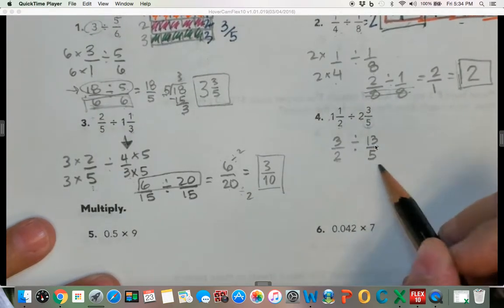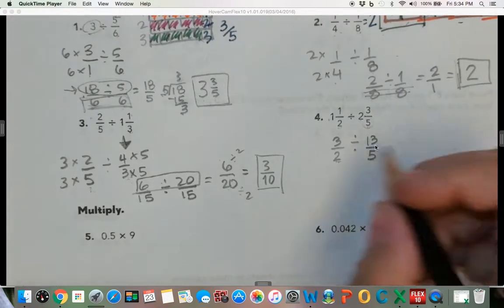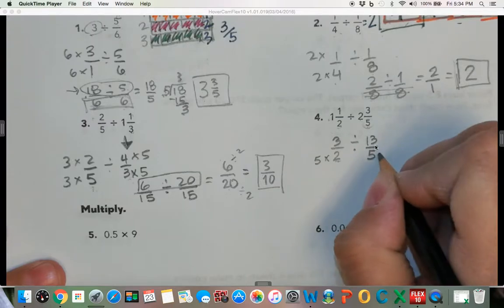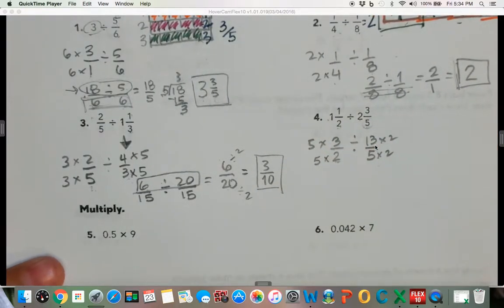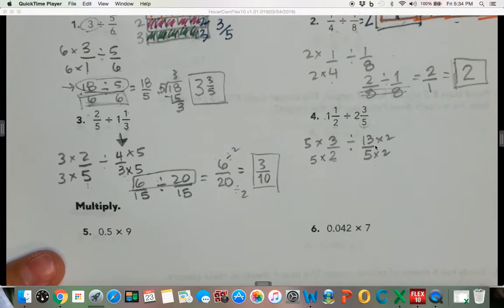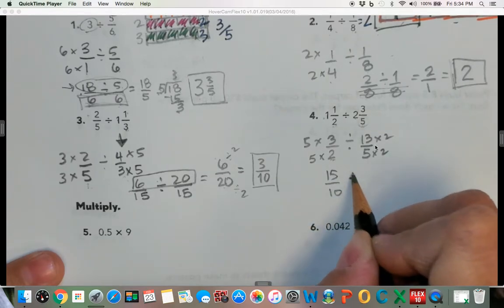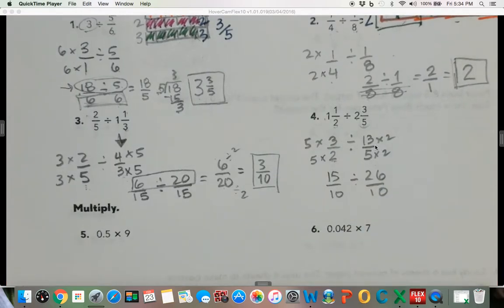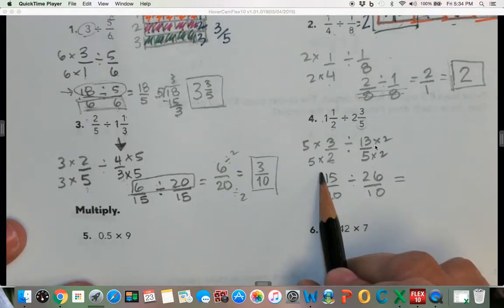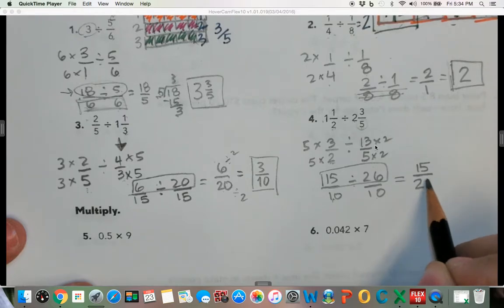And my denominators are not the same, so I have to make them the same. The least common multiple of 2 and 5 is 10, so I'm going to multiply them by each other and rewrite my numbers, or rewrite my equation. 15 over 10 divided by 26 over 10 is my new problem. Now that my denominators are the same, I divide straight across, which is 15 over 26.